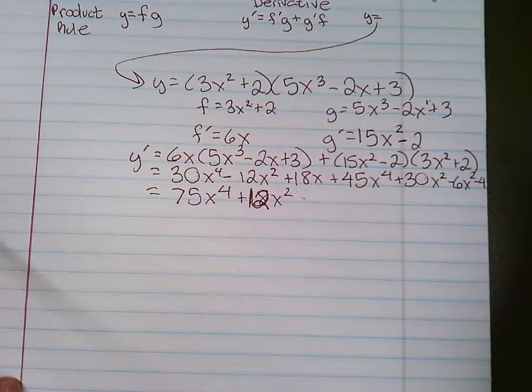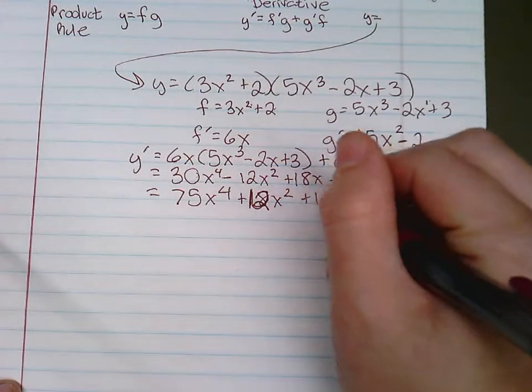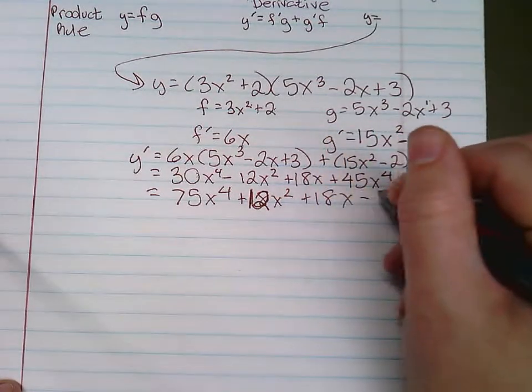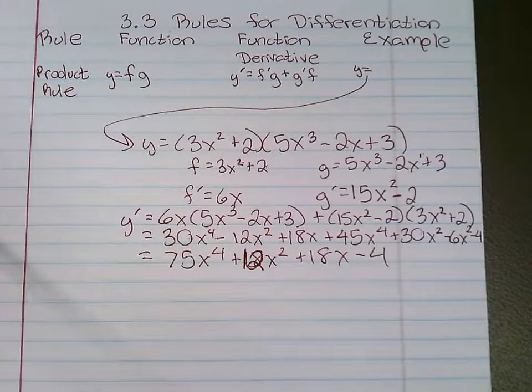Okay, and then 18x minus 4. Okay, so that's that simplified. So that's the product rule. Now we're going to do the quotient rule.